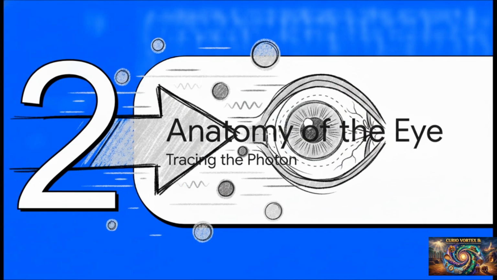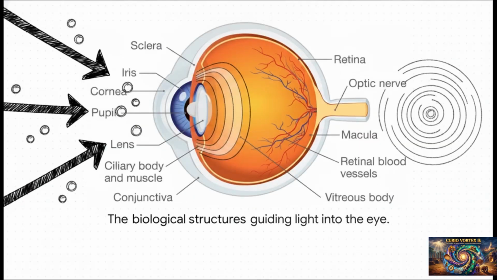Section 2. Anatomy of the eye. So let's follow our photon. Our little particle of light is approaching the eye at 186,000 miles per second. What are the specific anatomical checkpoints it has to successfully pass through? Now, what's really interesting to visualize here are these distinct, highly specialized layers working in perfect harmony. It maps out the exact gauntlet our photon has to run.